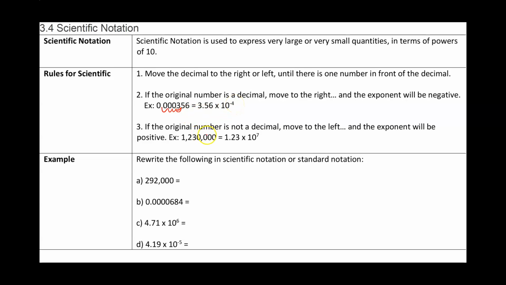Now, if the original number is not a decimal, then we move to the left, because right now the decimal has 1, 2, 3, 4, 5, 6, 7 numbers in front of it. But our rule is we can only have one number in front of the decimal. So we would move it 1, 2, 3, 4, 5, 6 times until we get 1.23. And because we moved it 6 times, this will be 1.23 times 10 to the 6th.